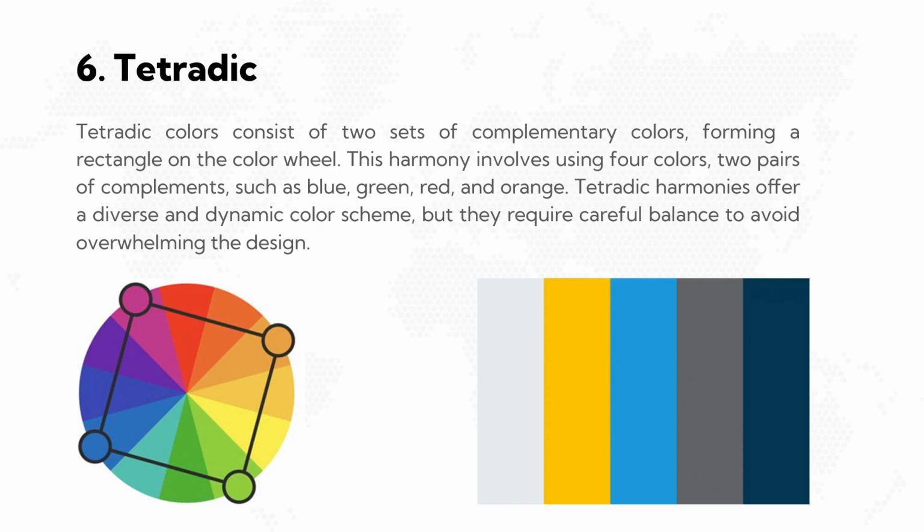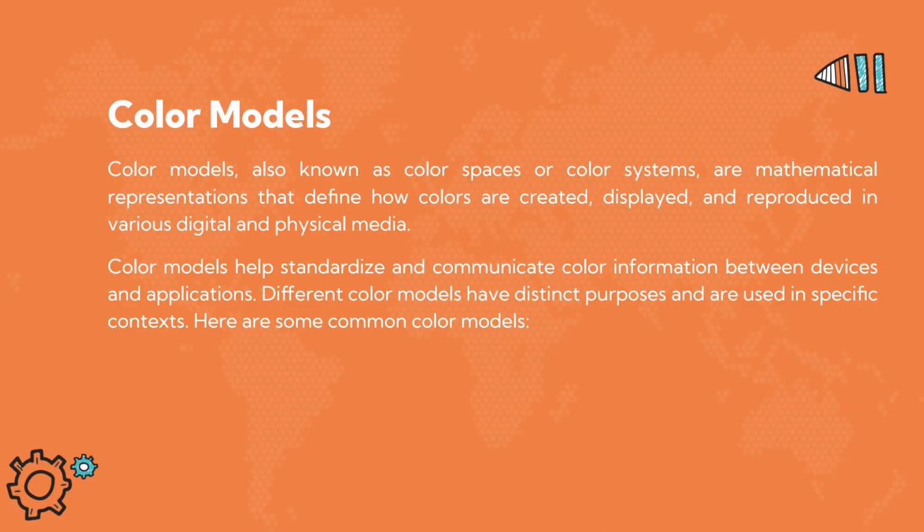Which consists of two sets of complementary colors forming a rectangle on the color wheel. This harmony involves using four colors or two pairs of complements, such as blue, green, red, and orange. They offer a diverse and dynamic color scheme, but they require careful balance to avoid overwhelming the design.